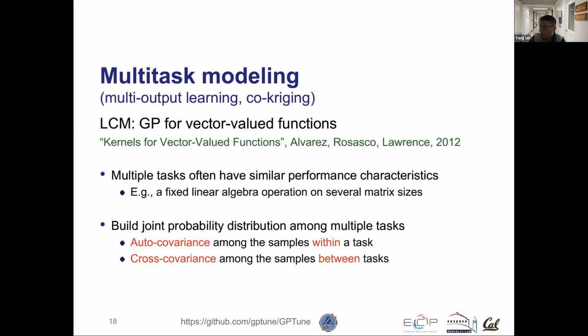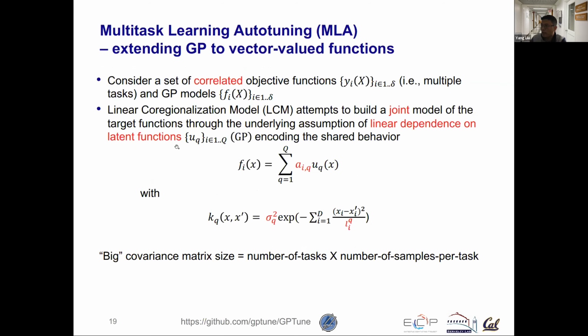If you think of this QR example, the optimal parameters for a given pair of m and n may also be the optimal or near optimal parameters for another pair of m and n. So if you can build some sort of joint probability distribution among these multiple tasks, then you can better use the limited budgets to build better models and find a better optimum. The way it works is based on the so-called localized coregionalization model, or LCM.